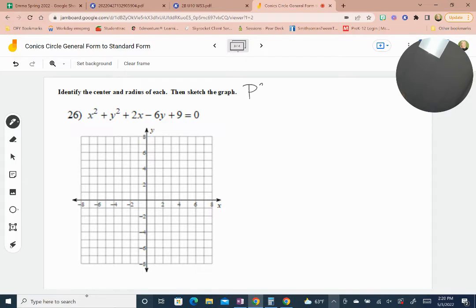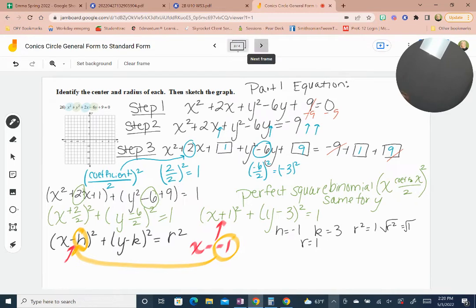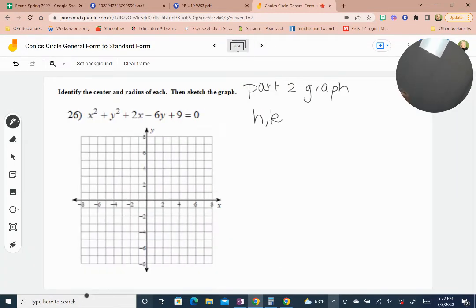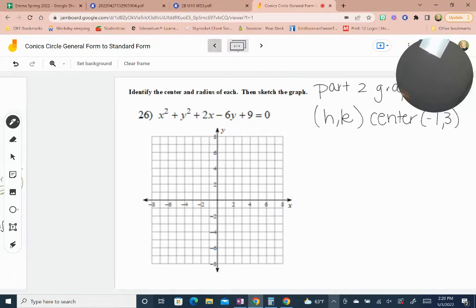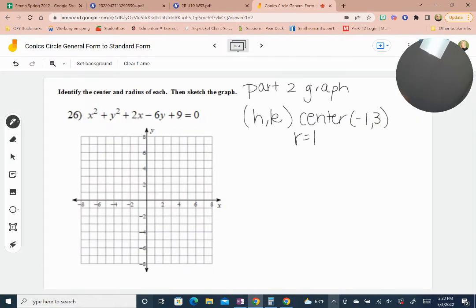So this is part 2, graph. Okay, so the HK is negative 1, 3. This is our center. Okay, and then our radius is 1. So I'd say first things first, go to your center, negative 1, 3. Okay, and our r is 1, so it means I'm going to go up 1, down 1, left 1, right 1.